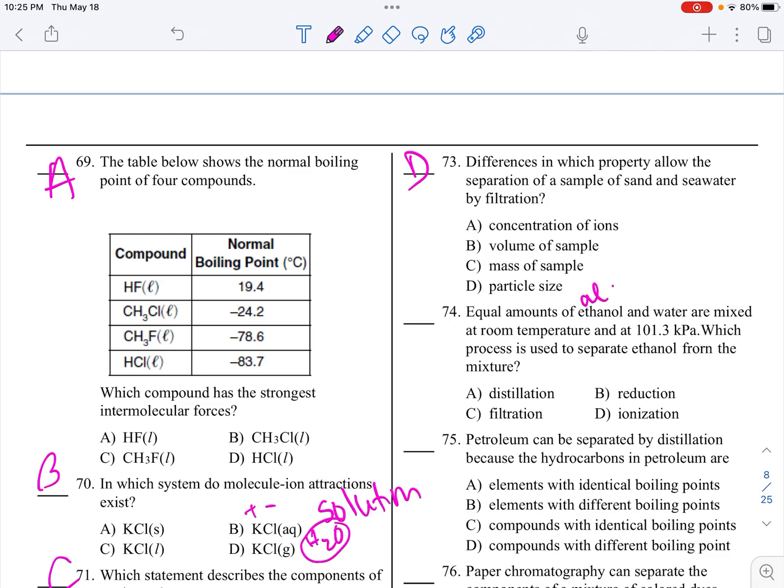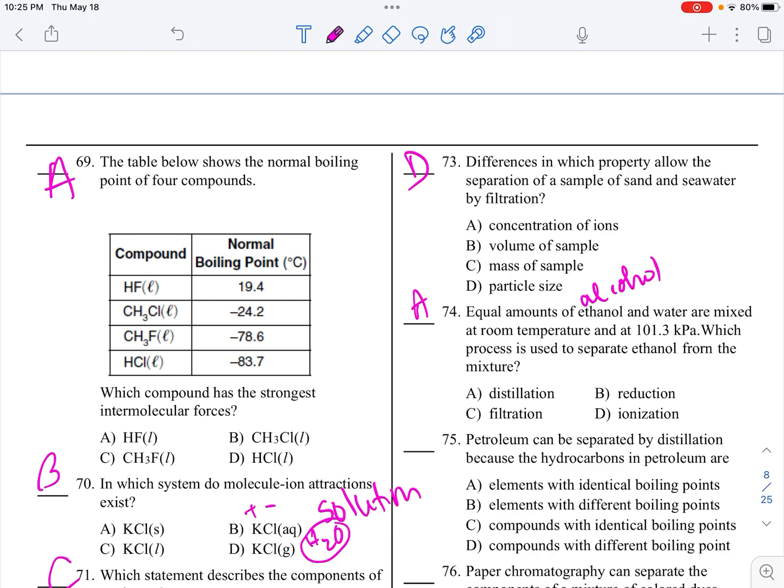Equal amounts of ethanol and water. So ethanol is an alcohol, and water, and they're mixed at room temperature, standard pressure. Which is the process used to separate them? It is called distillation.